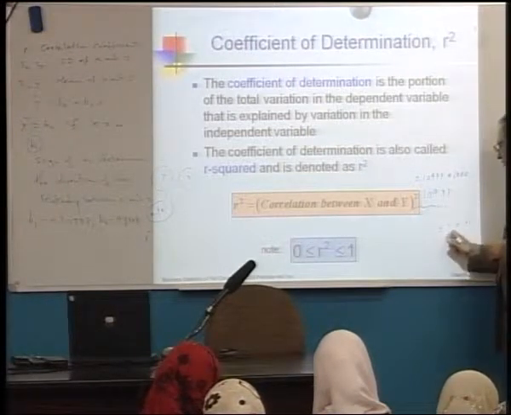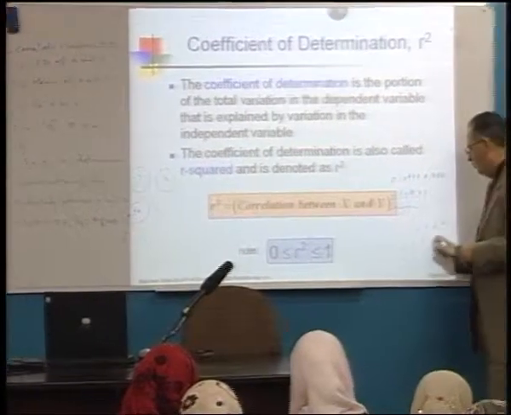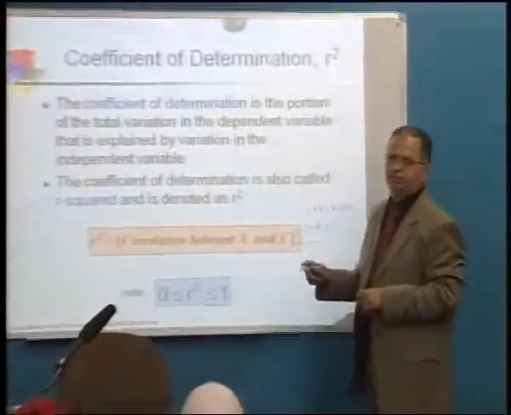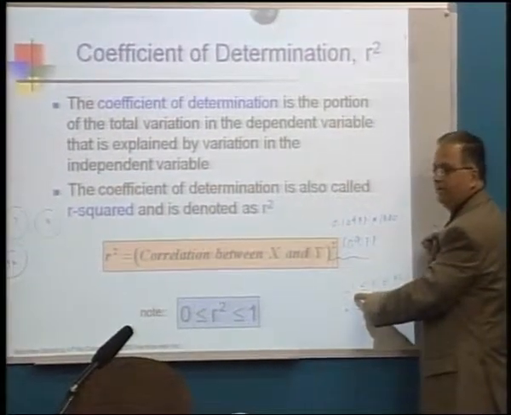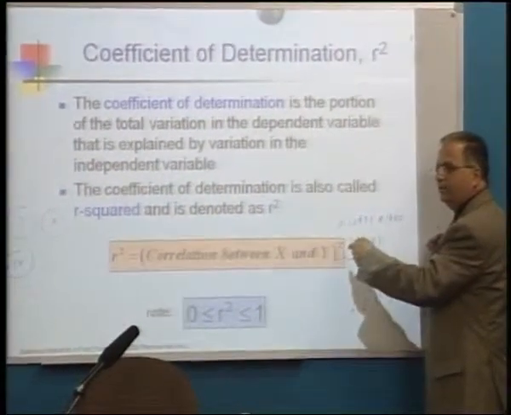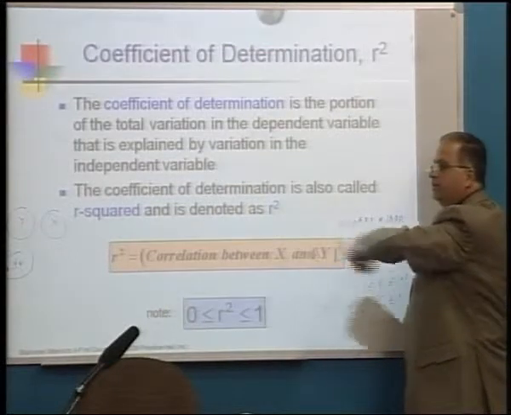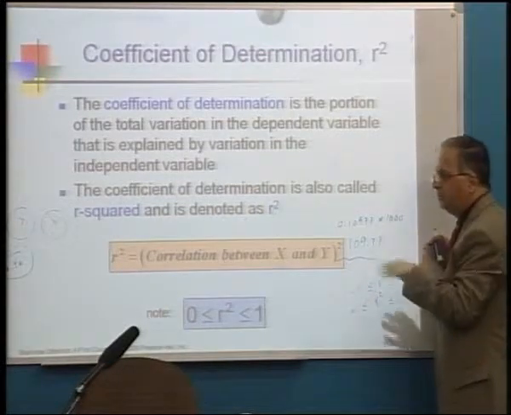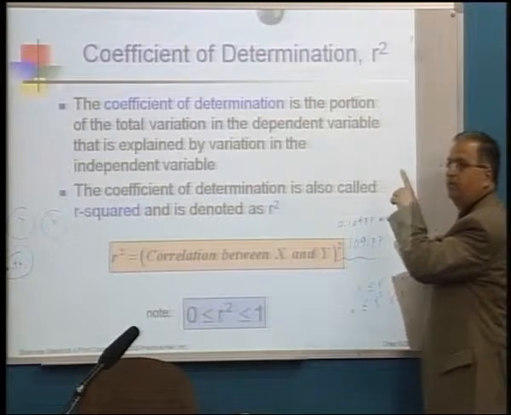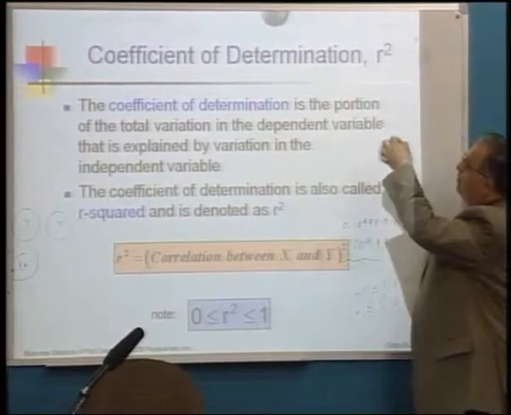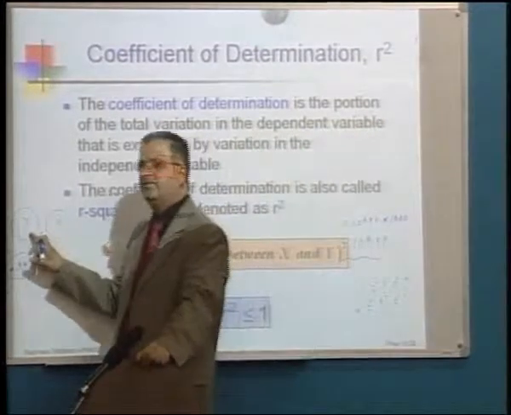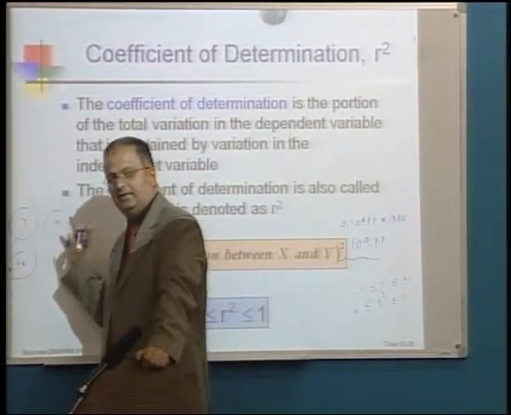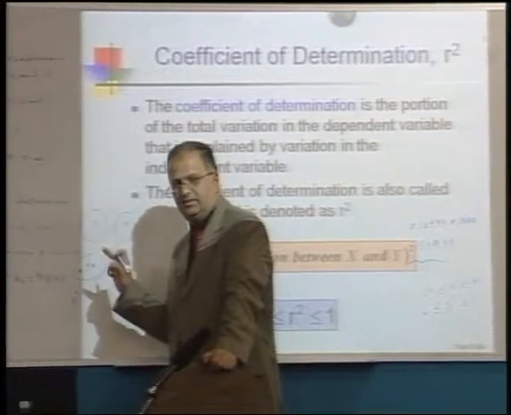So R squared ranges between 0 and 1, because the minus sign will be cancelled since we are squaring these values. So R square is always between 0 and 1. Again, R square is used to explain the portion of the total variability in the dependent variable that is already explained by the variability in X.